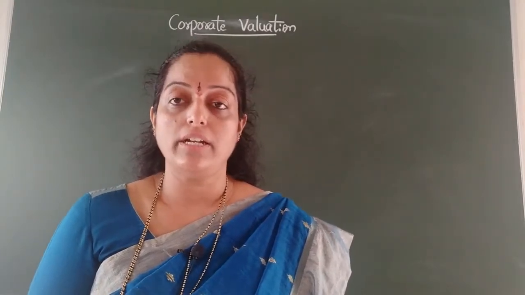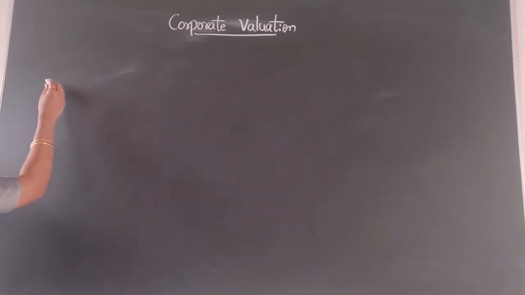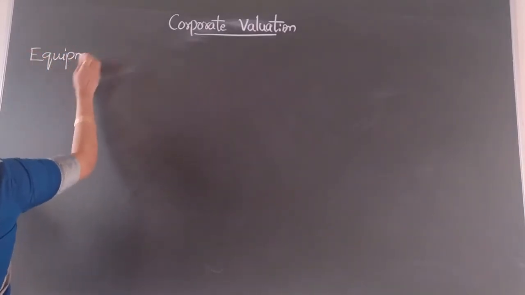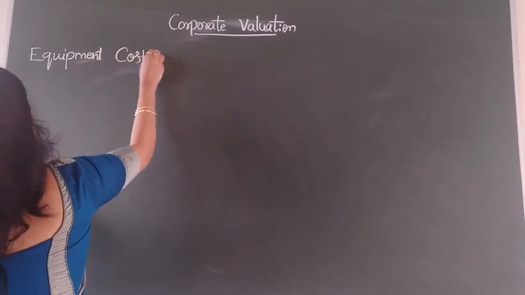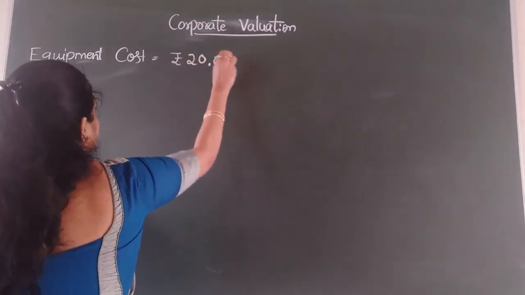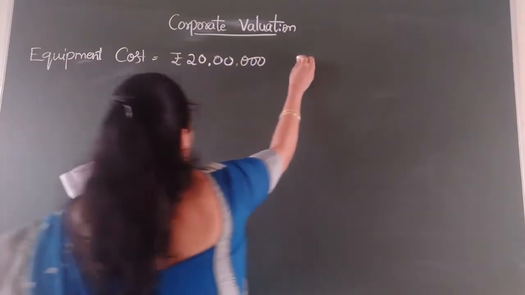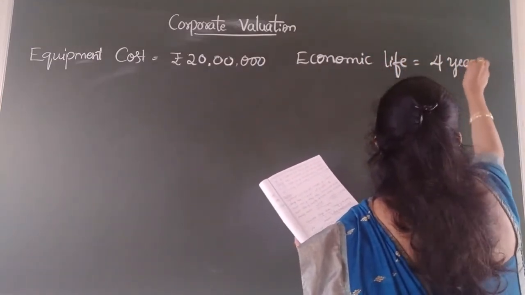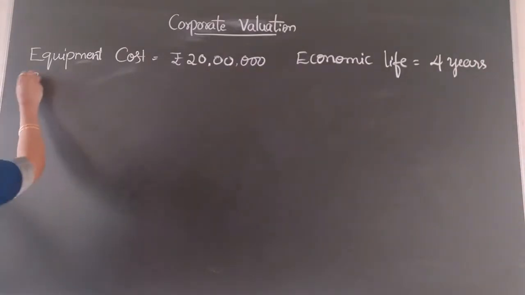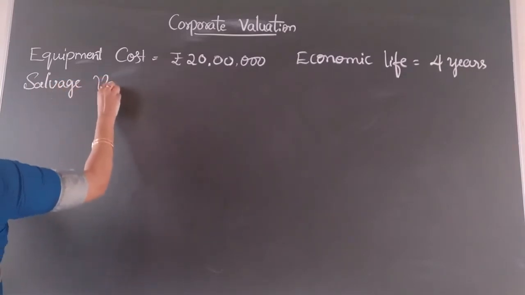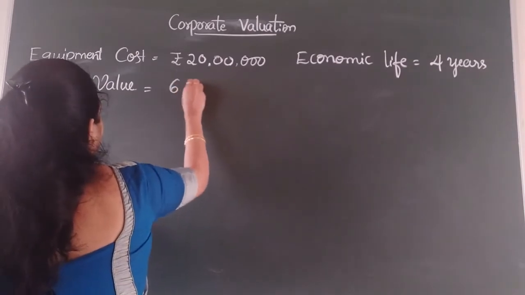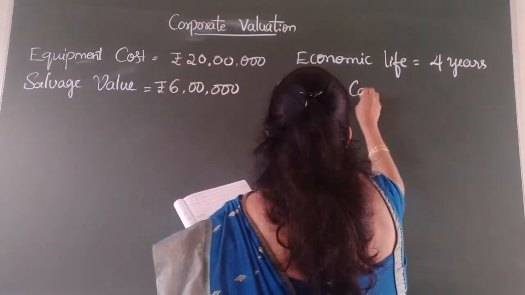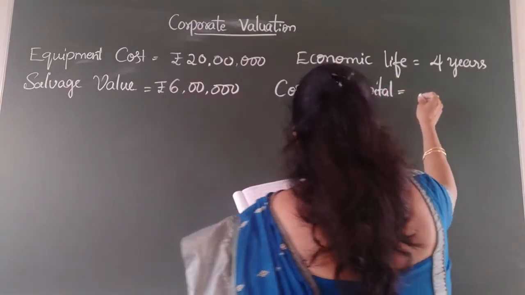First, we will calculate the annuity amount from the given information, that is equipment cost is 20 lakhs, economic life (4 years), salvage value (6 lakh), cost of capital (12%).